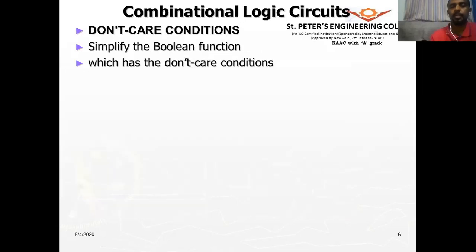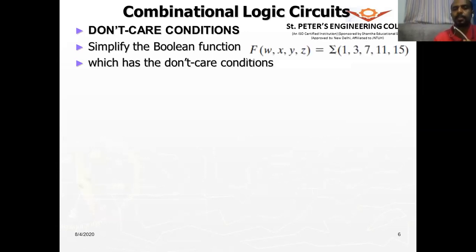Okay, so let us now look into don't care conditions: how we can use the don't care conditions and how we can simplify the Boolean functions. Suppose this is the output function for which output is 1. It's a 4 variable function, W X Y Z, and the output is 1 for M1, M3, M7, M11 and M15.